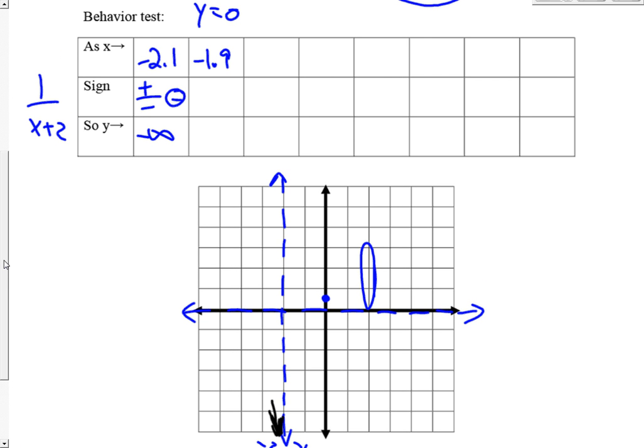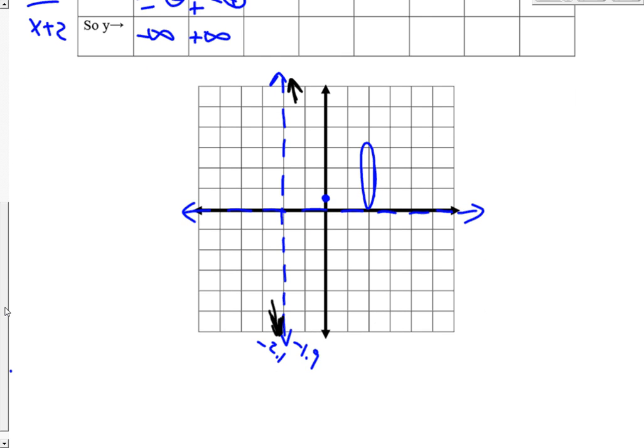For -1.9, again, the numerator stays positive. When we plug in -1.9 plus 2, it's going to be positive. And 2 positives makes a positive, which is positive infinity, exactly. So over here on the right-hand side of the graph, it's going to positive infinity.